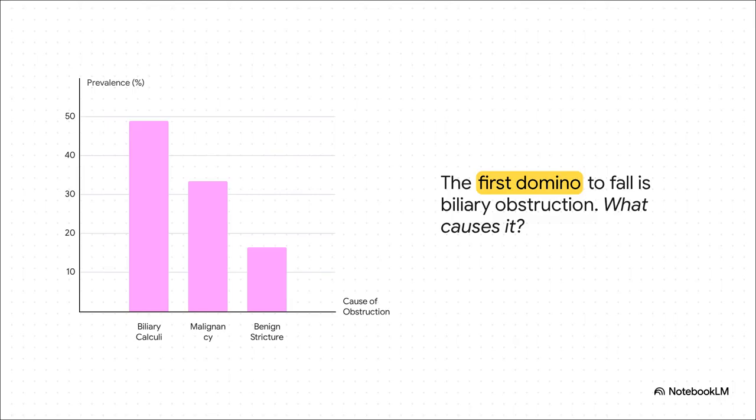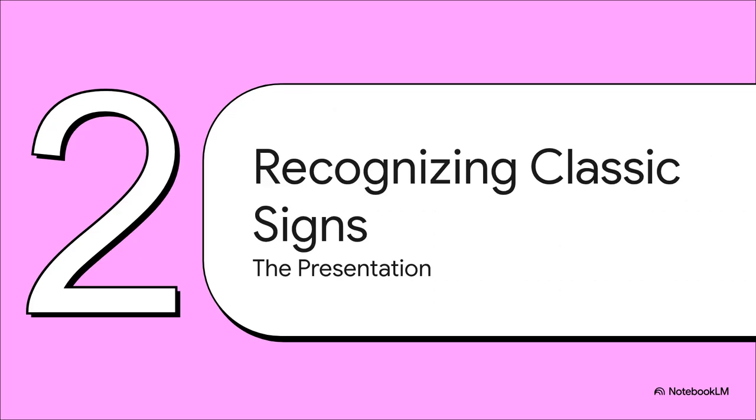So what's causing that clog in the first place? Well, by far the number one culprit you are going to see is a gallstone that's gone rogue and gotten stuck in the bile duct. Of course, you also have to keep things like malignancy or a benign stricture on your radar. They're significant players too. But just remember, that obstruction is the first domino that absolutely has to fall. Now that we know what it is, let's focus on who we're looking for. What does a patient with acute cholangitis actually look like when they show up in your ER?